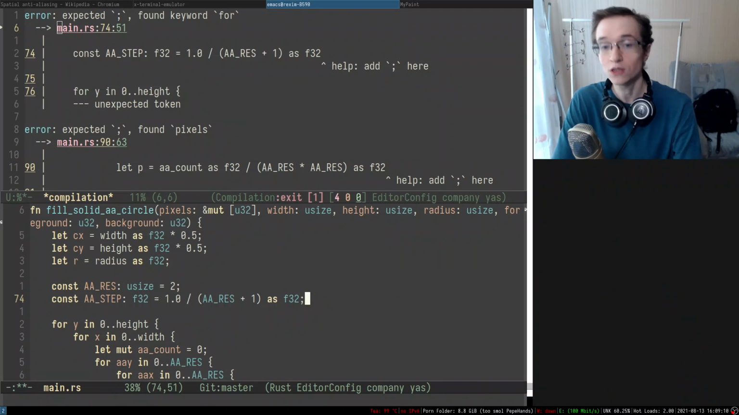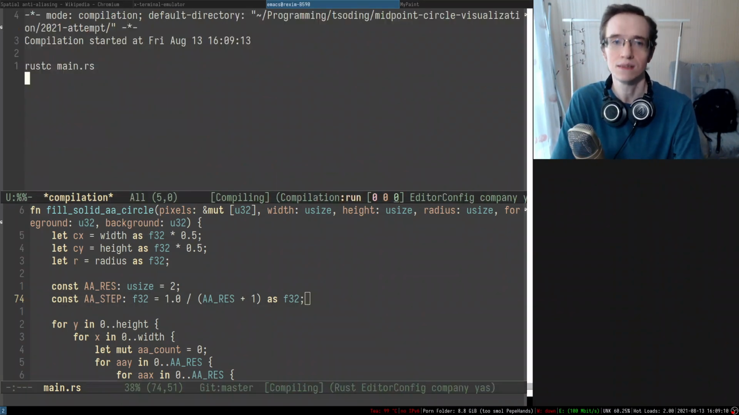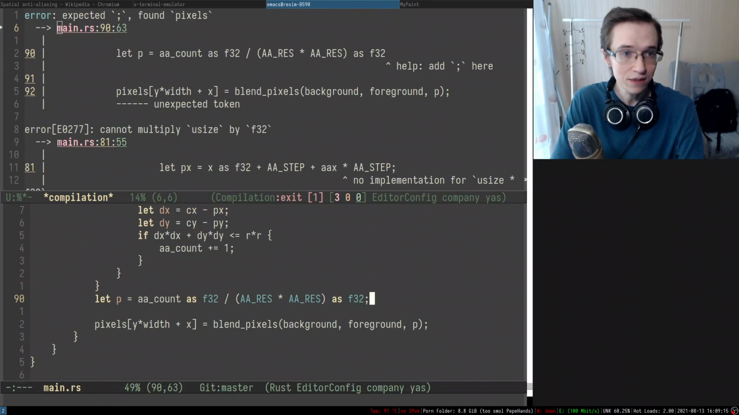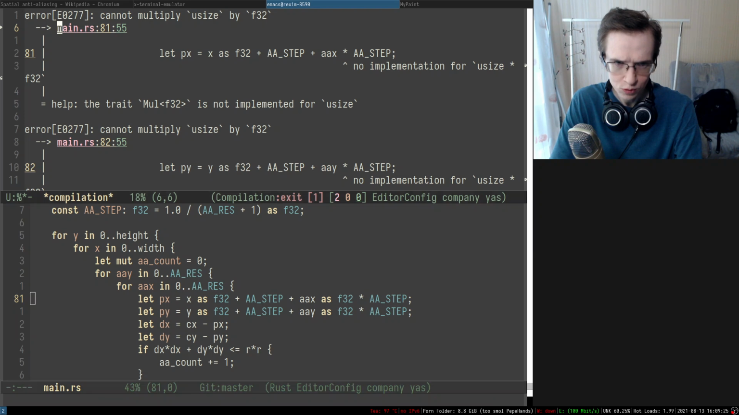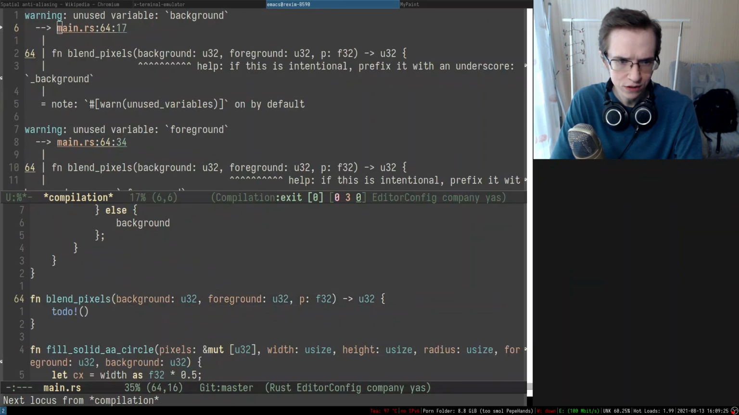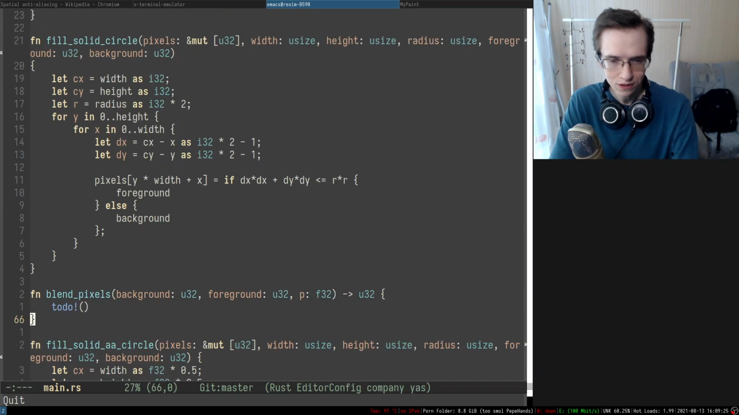It does not even compile because I forgot the semicolon. Oh my god. Forgot another semicolon. Imagine requiring semicolons in 2021. So yeah, this one has to be converted to F32, so it's going to be F32, and there we go. Cool. So everything seems to be compiling.